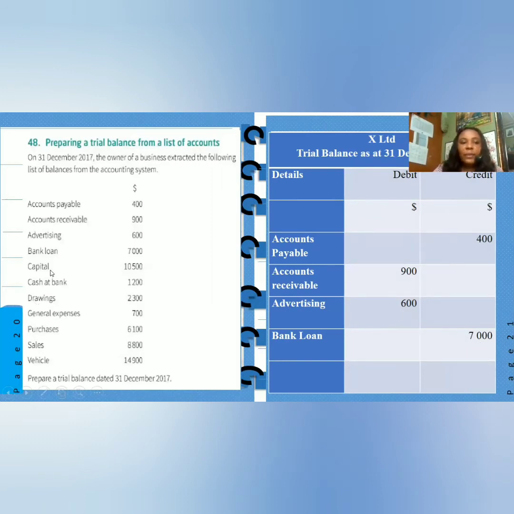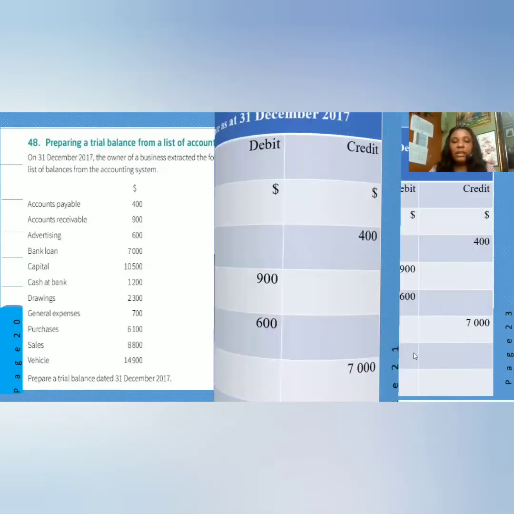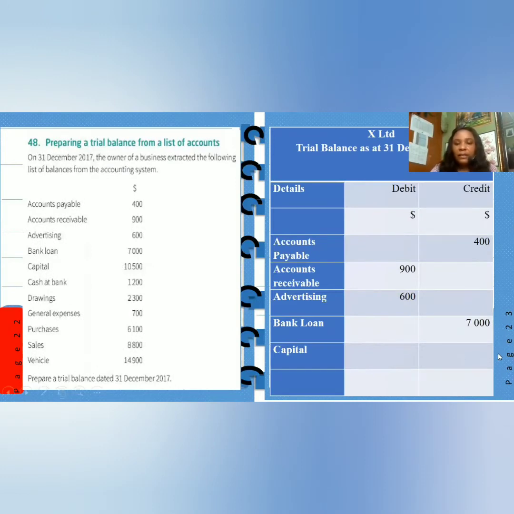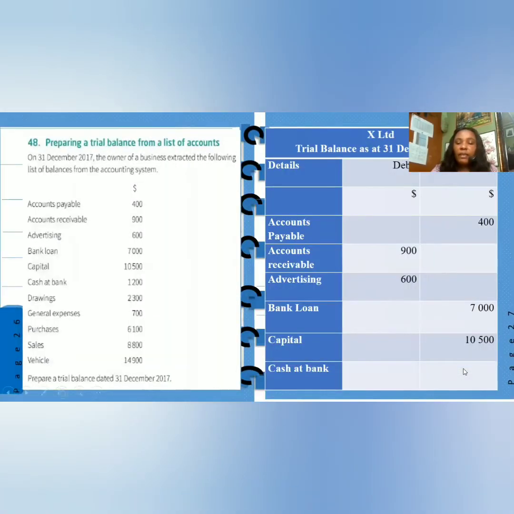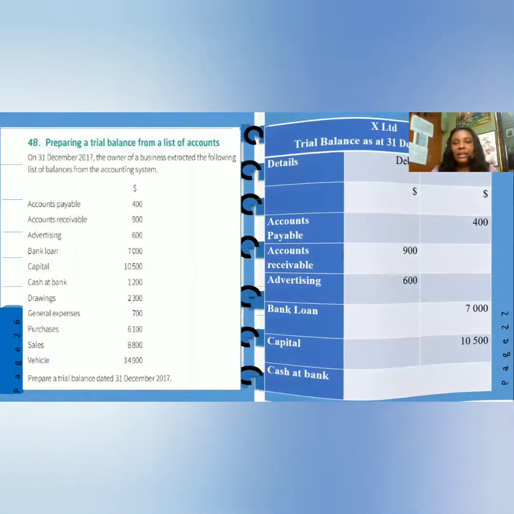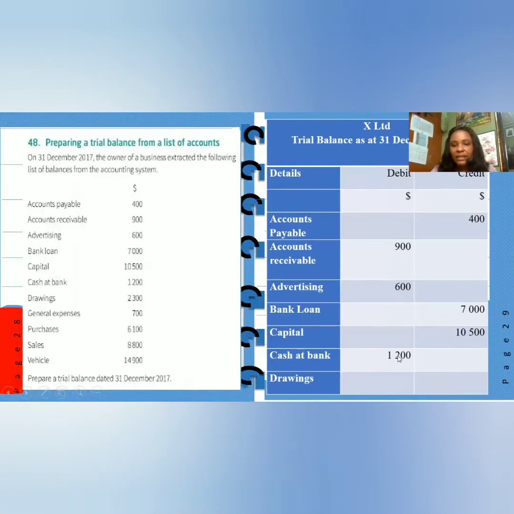Good. The next item we have here is our capital. And the capital also, as you saw earlier, capital, your sales, etc., and the liabilities belong on your credit side. So here we have $10,500, and we're going to put the capital of $10,500 on the credit side. The next item is our cash at bank. This is money that we have, or the business has, in the bank account. It's an asset, and so this will go on your debit side. Awesome. So your cash at bank is a debit entry, and see it right here on the screen.